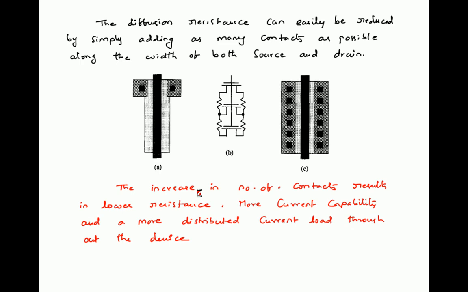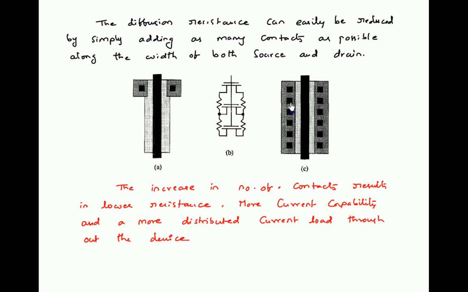How to reduce this? The diffusion resistance can easily be reduced by simply adding as many contacts as possible along the width of both source and drain. Look at this third one. Previously there was only one contact, now we have made the maximum number of contacts possible on source as well as drain. Contacts are normally connected either to VDD or VSS depending on the N or P region, so in terms of AC analysis they are connected to ground. So the resistance is going to be minimized.